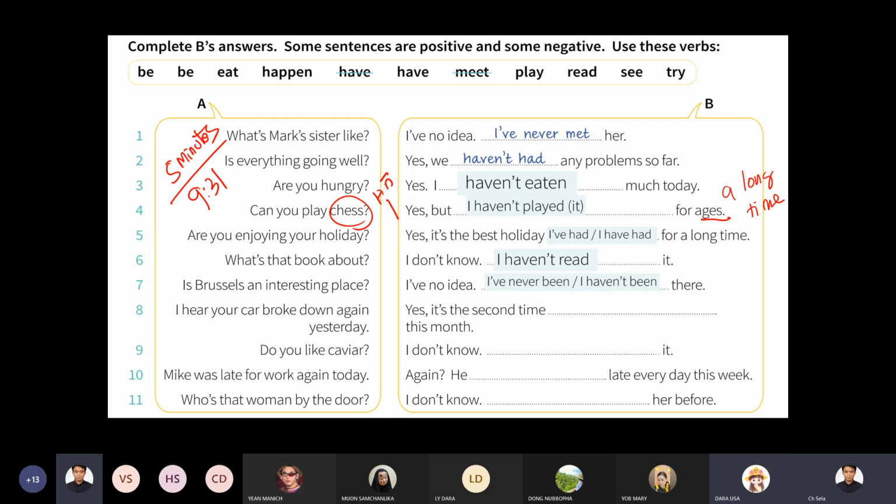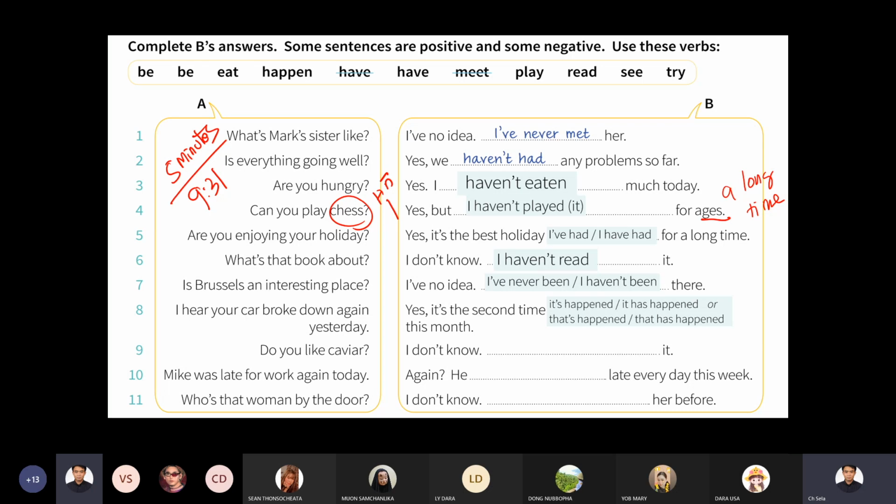So I will call Suchita. Suchita, number 8 again. I hear your car broke down again yesterday. Yes, it's the second time. It has happened this month. Okay, it has happened this month. Very good. It's the content that has happened this month. All right.